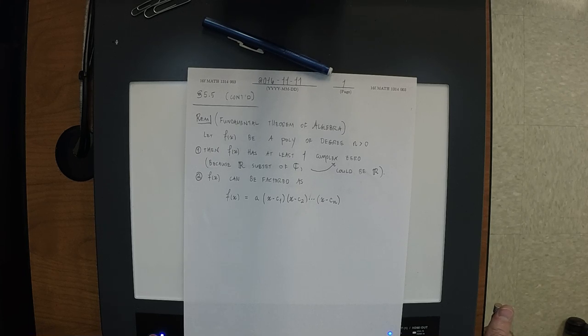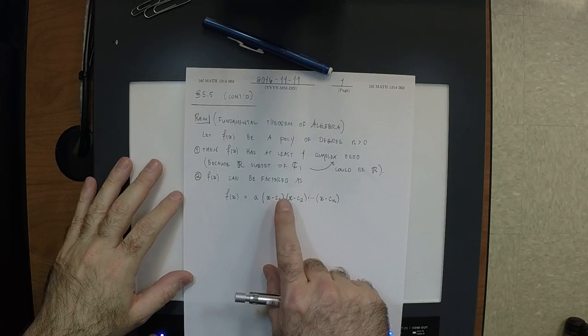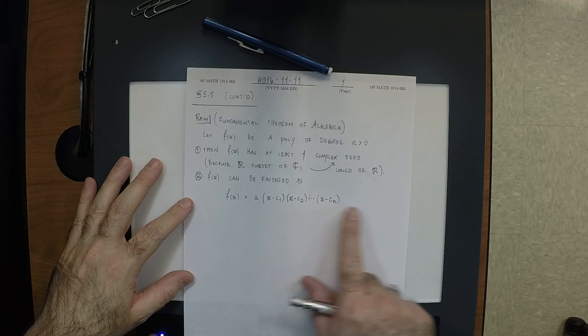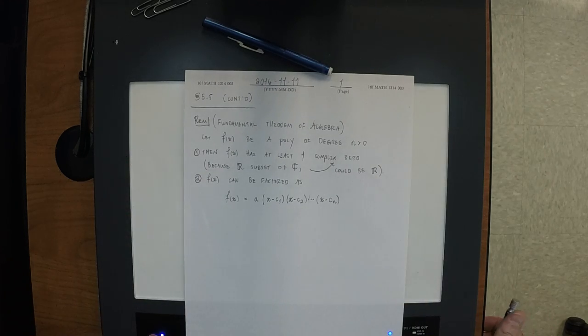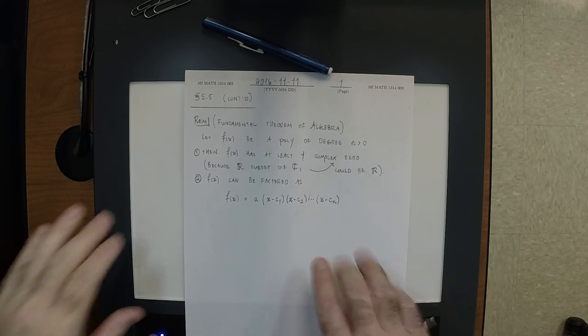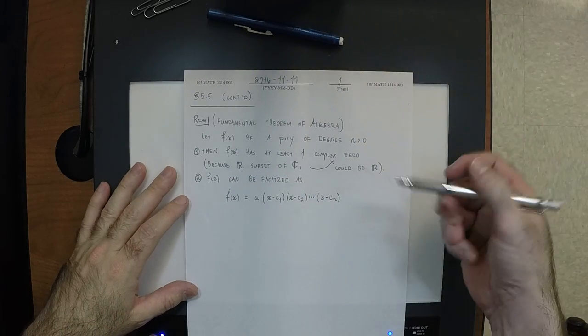Now, some of the factors might be repeated. And if they are repeated, then this factorization implies that they're repeated. So for example, it could be x minus 1 multiplied by x minus 1 multiplied by x minus 1 multiplied by x plus 5. That's totally reasonable. Okay? So this is the fundamental theorem of algebra.